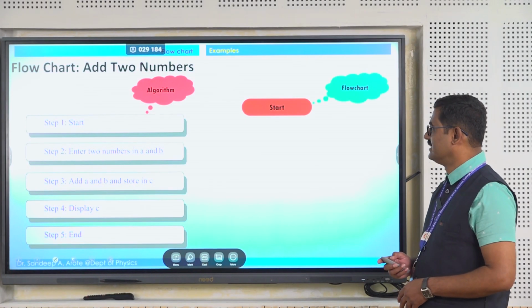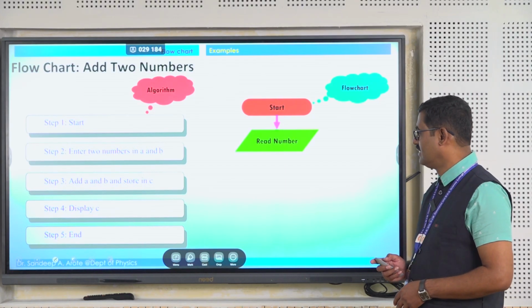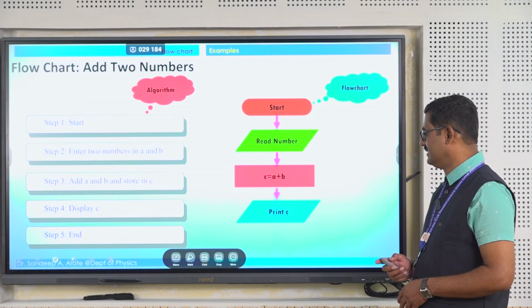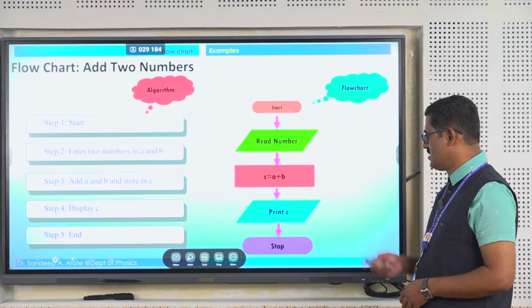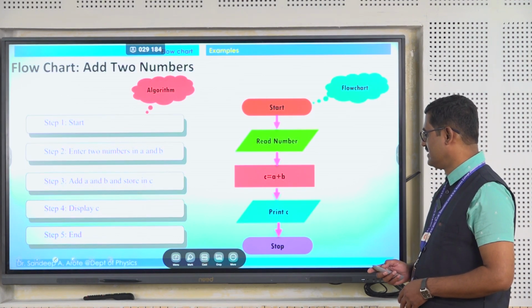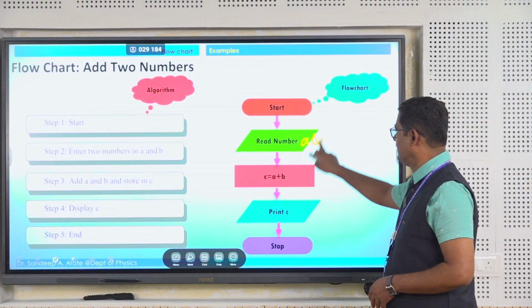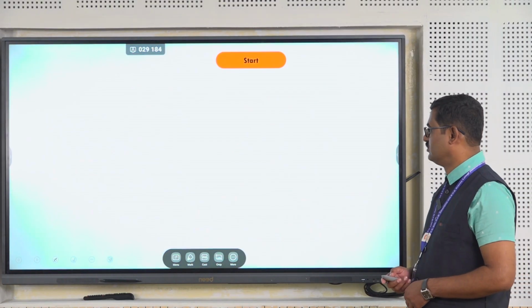So first is start in a terminal, second is read any two numbers, so that is in a parallelogram as it is input. Then third is process, that is C equal to A plus B. Then next is print C, this is output, hence in a parallelogram, and then stop. So start, read the numbers, C equal to A plus B, print C, and stop. Here, read number means A and B, so these two numbers you have to take as input.